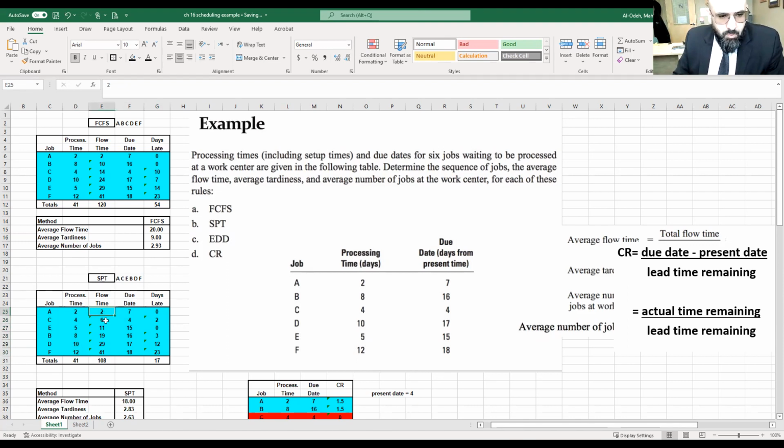2 here. And now moving, once we're done with A, we're going to move to C. 2 plus 4, that would be 6. So that job will be finished on day 6. And then 6 plus 5, that would be 11.